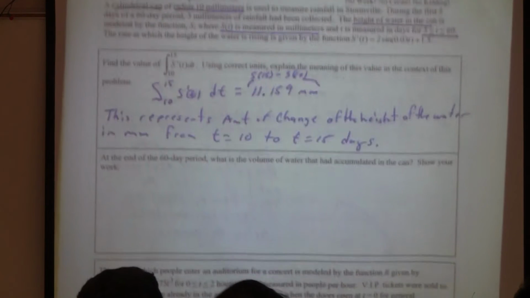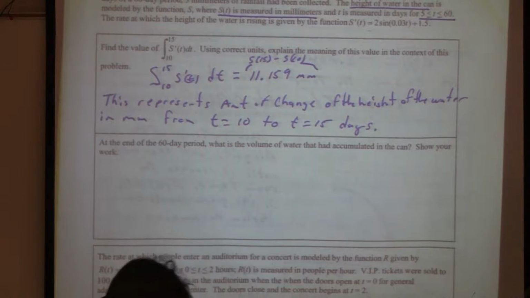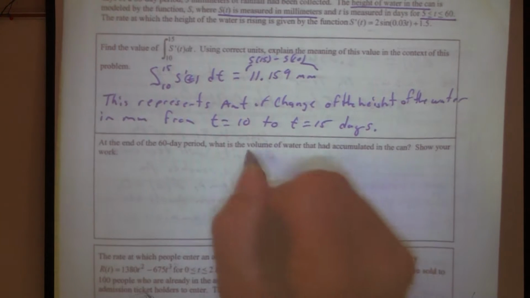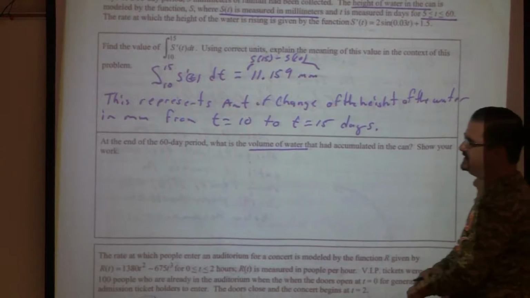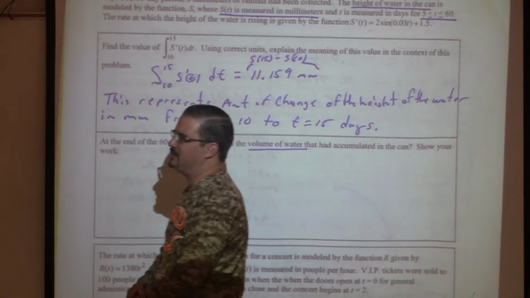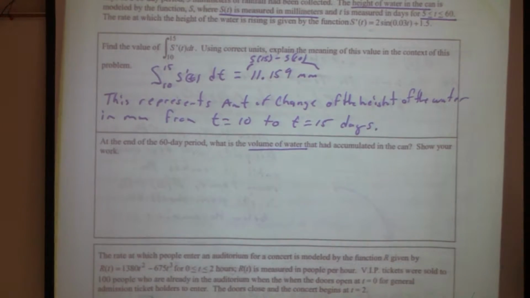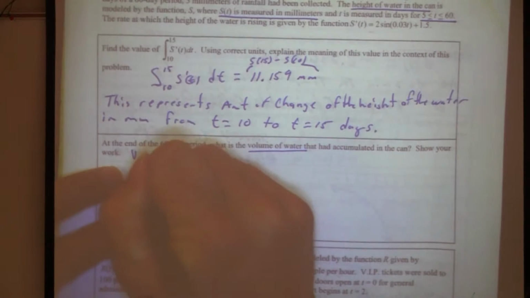Alright, so let's look at the next question. At the end of the 60-day period, what is the volume of the water that had accumulated in the can? Now they're not asking for the height of the water at the end of the 60 days. They want to know the volume. What shape is the can that we're working with? I need to know how to find the volume of a cylinder.